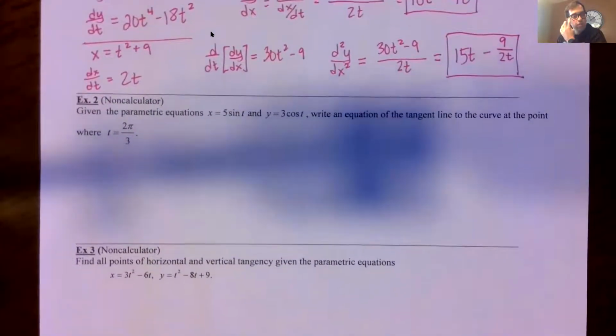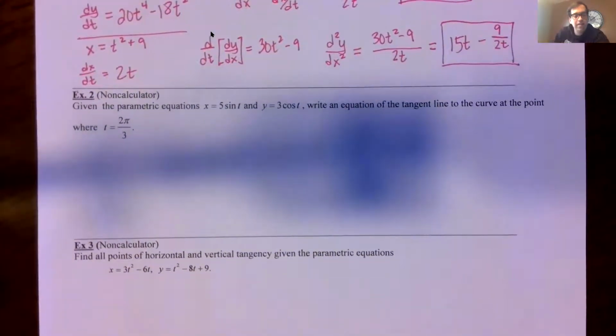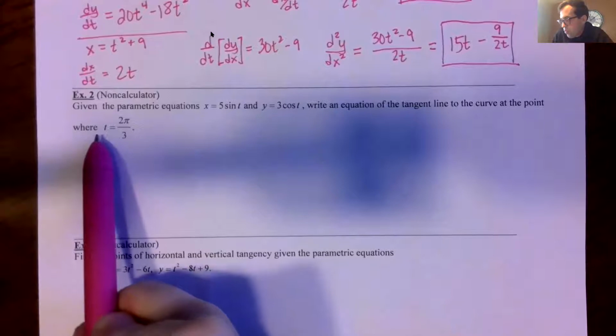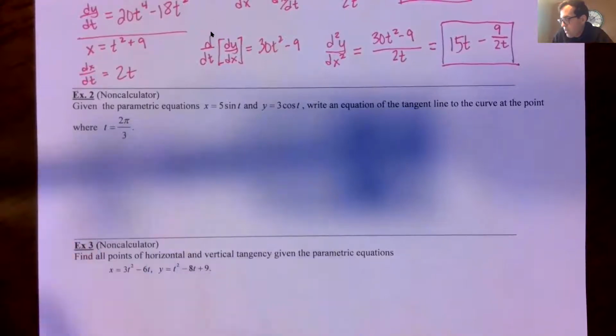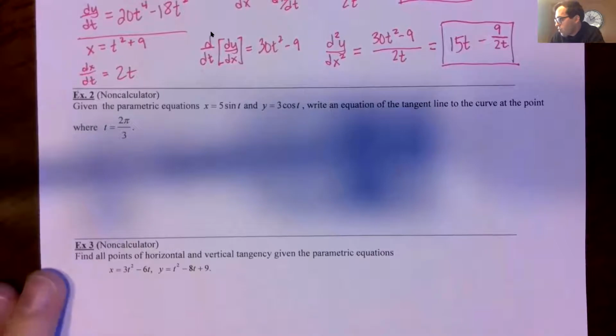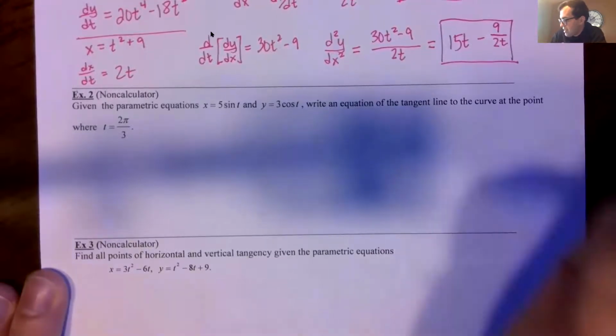All right, example 2. Given the parametric equations x equals 5 sine of t and y equals 3 cosine of t, write an equation of the tangent line to the curve at the point where t equals 2 pi over 3. Okay, so remember, we're talking about where t equals 2 pi over 3. That doesn't necessarily automatically give us an x or a y value. So we don't even know the point on the curve where we're talking about yet. We have to plug in t to find that. But we are going to want dy/dt and dx/dt. So let's just start with that.